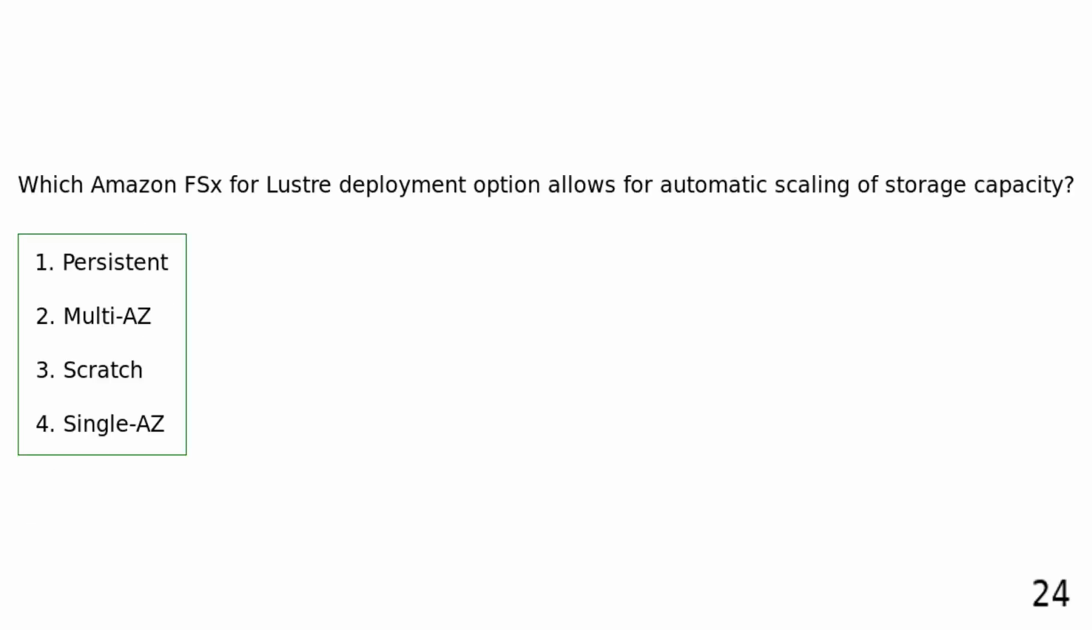Which Amazon FSx for Lustre deployment option allows for automatic scaling of storage capacity? Persistent, multi-AZ, Scratch, single AZ. The Scratch deployment option in Amazon FSx for Lustre allows for automatic scaling of storage capacity.